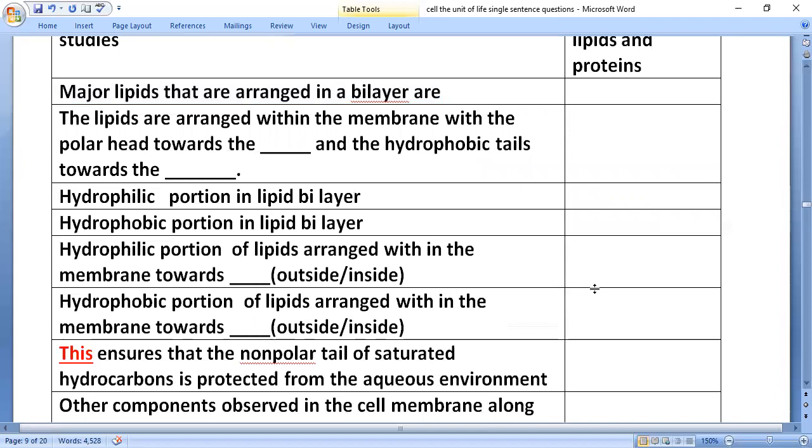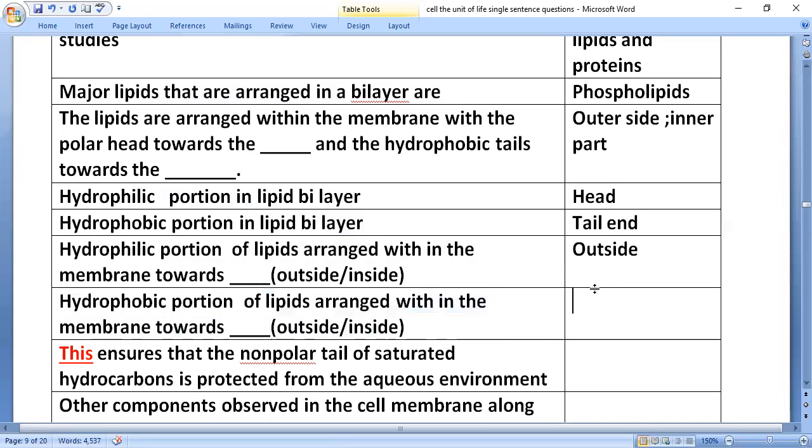The major lipids arranged in a bilayer are phospholipids. The lipids are arranged within the membrane with the polar head towards the outer side and the hydrophobic tails towards the inner part. The hydrophilic portion of the lipid bilayer is the head, and the hydrophobic portion is the tail end. The hydrophilic portion is arranged towards the outside, and the hydrophobic portion towards the inside.